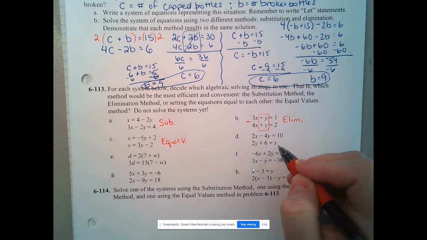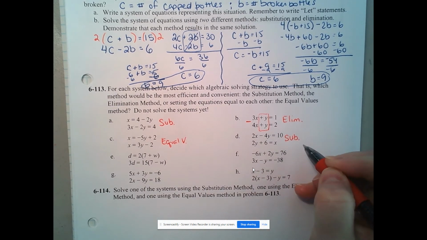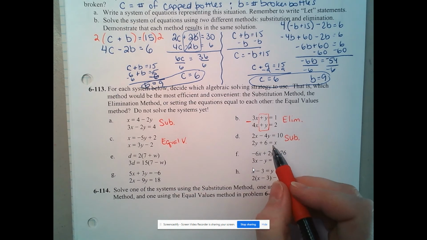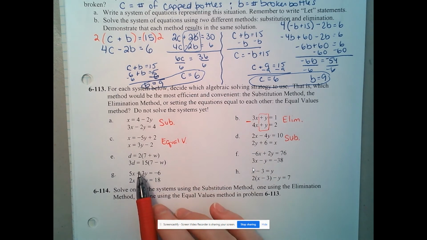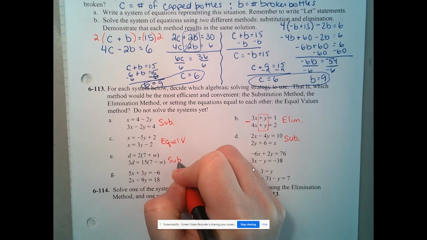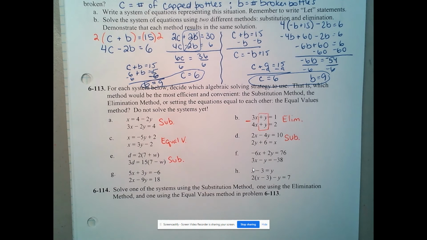D, well, this one has an equals x, so this one I could do substitution. It would take 1 step extra if I wanted to do the elimination method, so you could go either way on that one. Substitution is the one it's set up for. E, that one starts with a D equals. I would probably go with substitution again on this one because I can just substitute all this stuff on the right in place of the D.